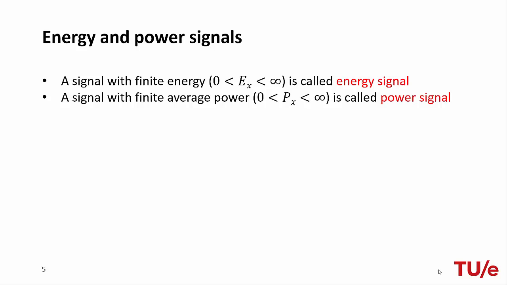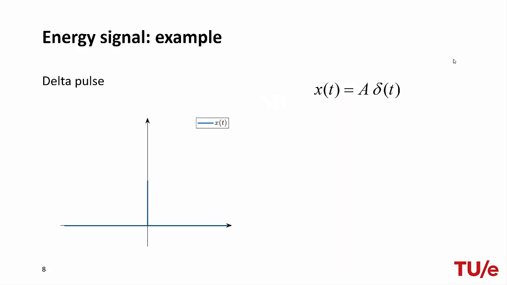Once we have defined the total energy and average power of a signal, we can distinguish between energy and power signals. An energy signal is a signal which has finite energy, while a signal with finite average power is called a power signal. Note that for an energy signal, the average power is 0. An example of energy signal is a delta pulse. In the slide, we see a delta pulse with a constant amplitude A.